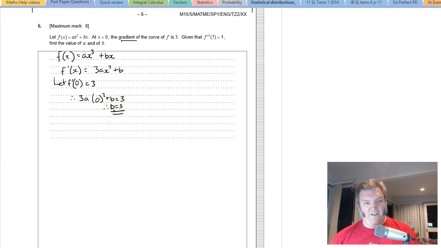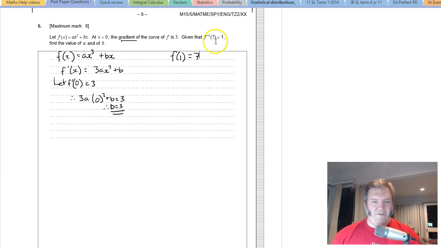We've got somewhere. We've only got one little bit to go. They've given us another bit of information. Let's put them together and see what we get. f inverse of 7 is 1. So this is the inverse function of f, and when you sub in 7 you get 1. If the inverse function when you put in 7 is 1, you can simply go f of 1 must equal 7. Remember, when we're finding an inverse, the x and y coordinates swap.